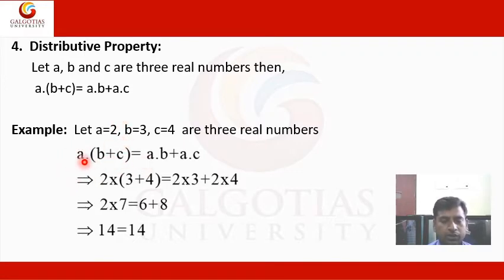To check the left hand side, first we take the addition of B and C, that means 3 plus 4, that will be 7. When we multiply with A, that means 2, so 2 into 7 equals 14. So the left hand side is 14.